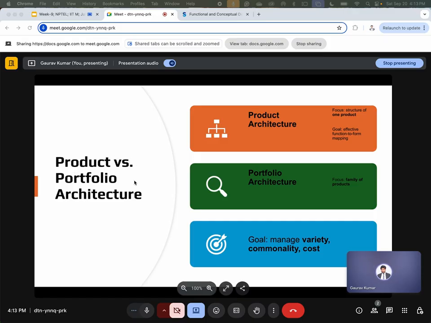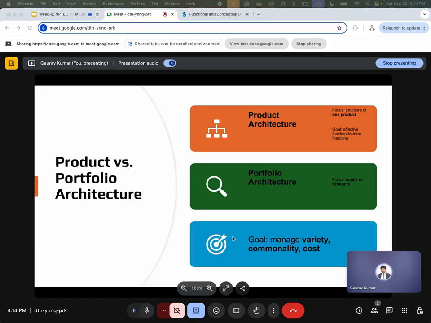Next one is product versus portfolio architecture. The product architecture focuses on the design of a single product, where the primary concern is mapping functions effectively to form. The goal is to create a product that works reliably, performs as expected, and addresses a specific user need.